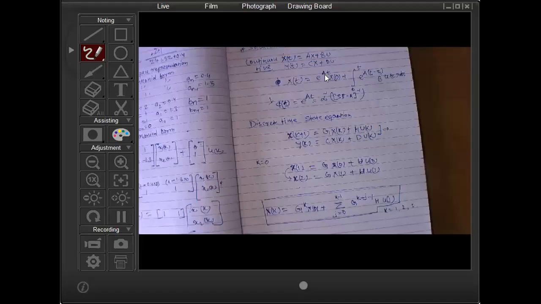Suppose in the continuous time domain, e to the power At matrix is known as the state transition matrix. Similarly, in a discrete time system, G to the power k matrix is known as the state transition matrix.